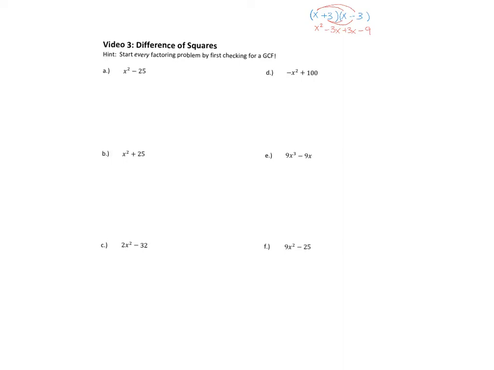So then on this next step, when I would be ready to combine my two x's in the middle, you'll see that they actually cancel out. Negative 3x plus 3x gives you 0 x's. So all you're left with is just x squared minus 9.